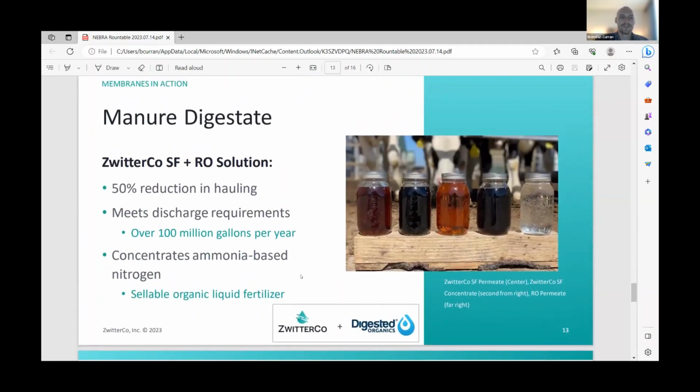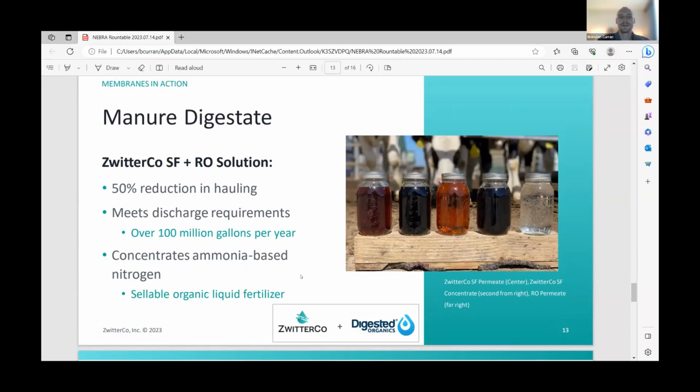The solution that they went with, like I said, was done through Digestate Organics. They went with a ZwitterCo SF plus RO solution. When we did the economics with them, we expected the hauling to be reduced by 50% each year. So that was a significant OPEX number for them, and that's one of the reasons that they wanted to use the solution. They were able to meet discharge requirements.